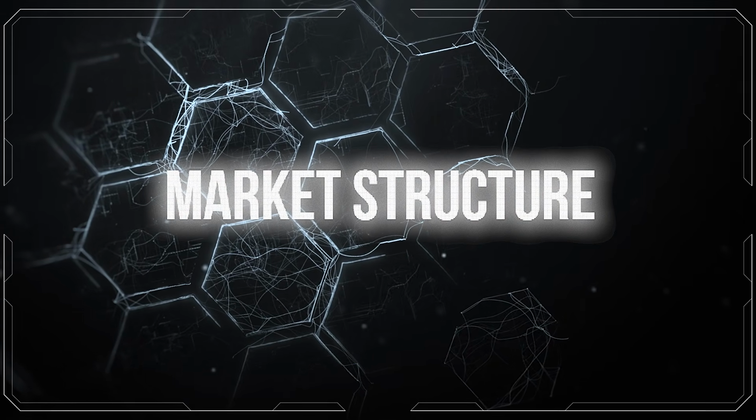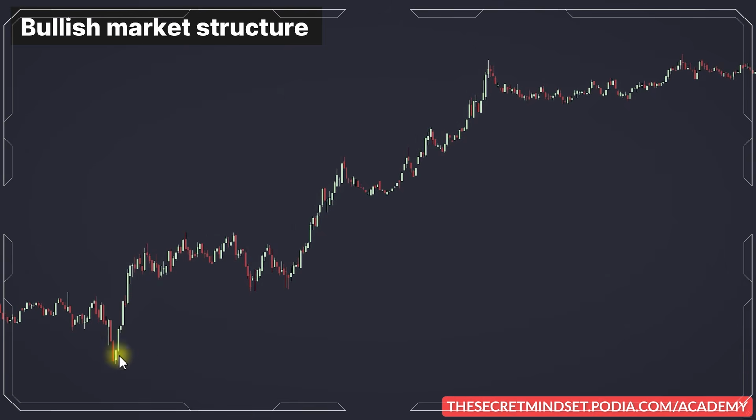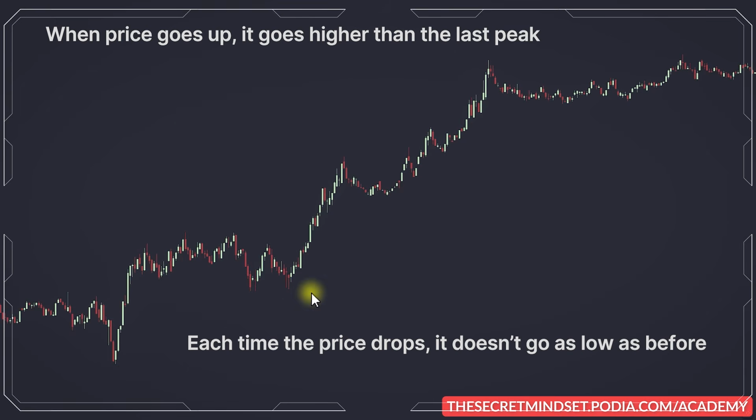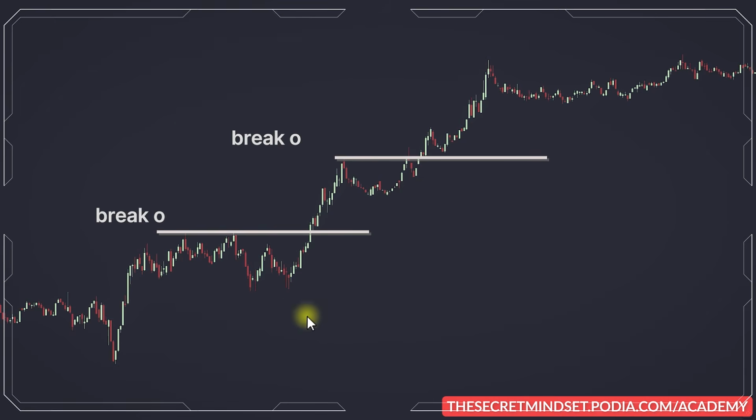This is the foundation of everything we do. A bullish market is when prices keep going up. You'll see higher highs and higher lows. This means each time the price drops, it doesn't go as low as before. And when it goes up, it goes higher than the last peak. When price breaks through a previous high, we call it a break of structure. This is a key moment. It shows the market is getting stronger.